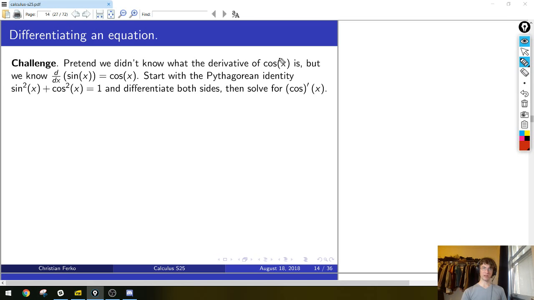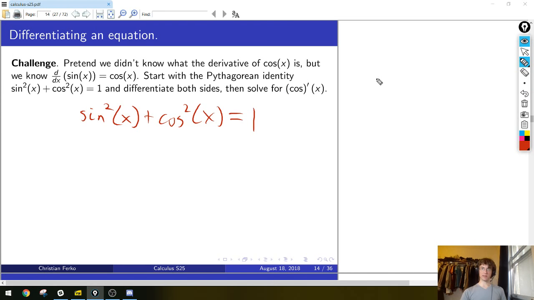So pretend we don't know what the derivative of cosine is, even though we proved it last time. We want to derive it again. But suppose you do know the derivative of sine is cosine. So here's my challenge to you. Begin with Pythagoras that for any x, sine squared of x plus cosine squared of x equals 1. Now take the derivative of both sides. So you'll tell me what the derivative of both sides are. It'll give me an equation, and somewhere in that equation will be the derivative of cosine.